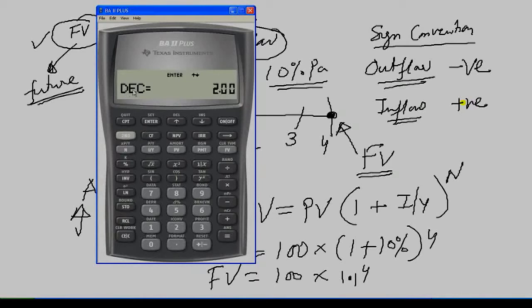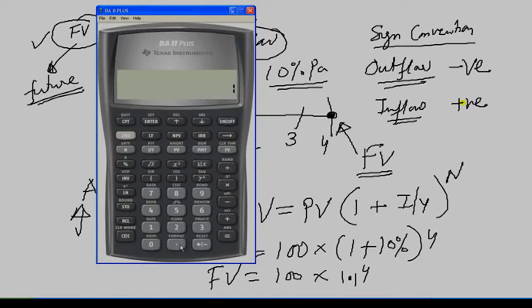Now it is showing DEC. DEC means decimal, and it is showing 2, which means there are 2 decimal places. Let us make it 4. I will press 4 and it is asking me to enter. I will press enter. So what has happened now? You have got 4 decimal places. Then you press C. Now your calculator has 4 decimal places.